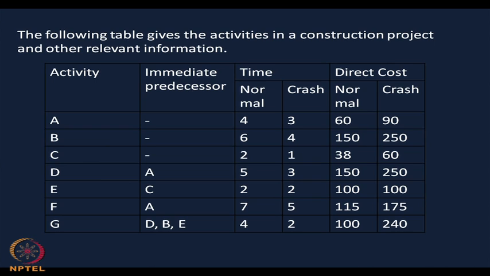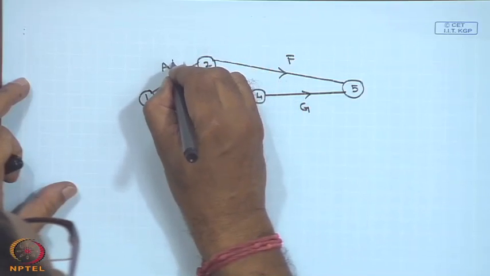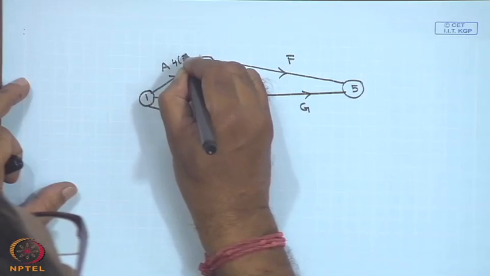Now, let us see the table. From the table we have seen the normal time and the crash time. For A it is 4:3, for B it is 6:4. So, what I am doing for A, on the side I am writing 4 and 3.